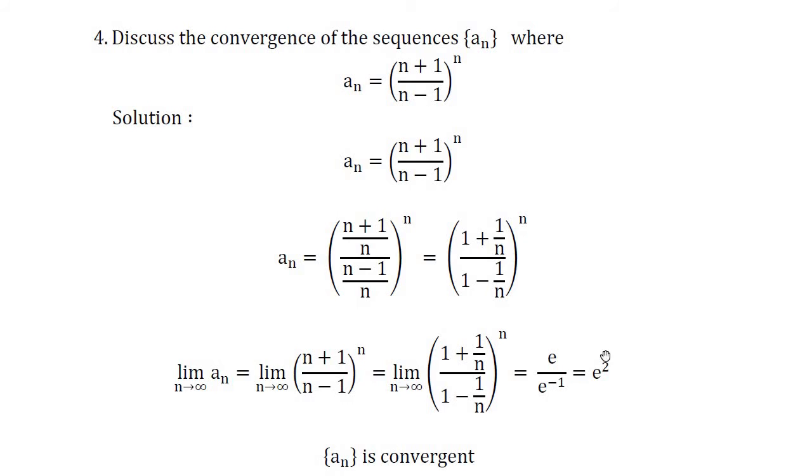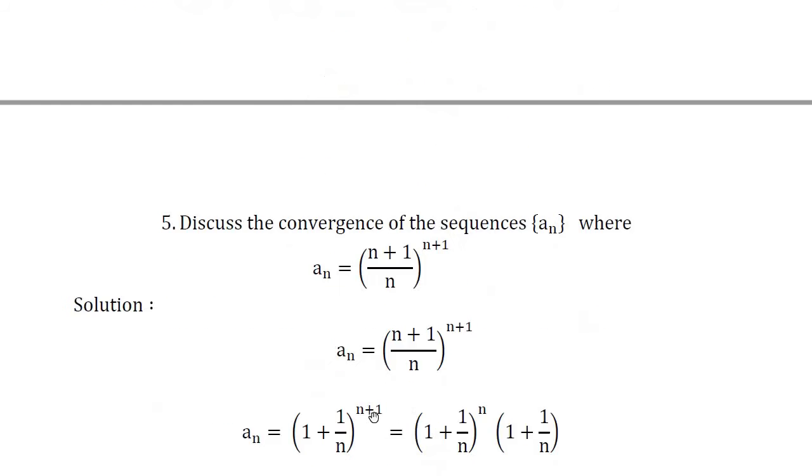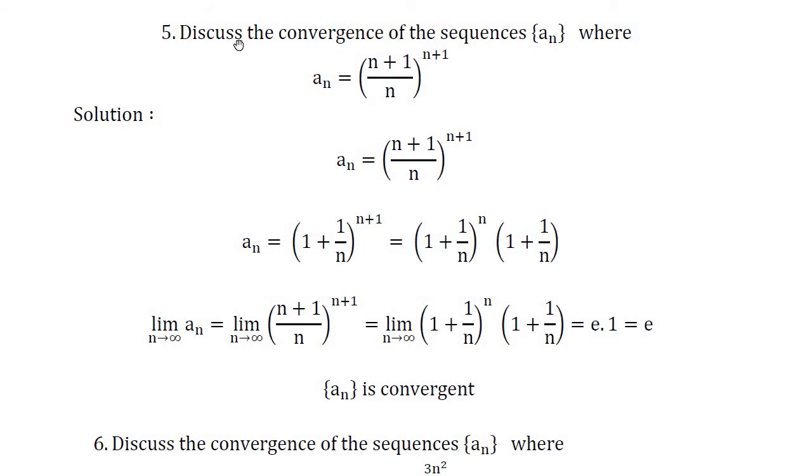If we simplify, we get e square. Hence the sequence an is convergent. Next one, discuss the convergence of the sequence an where an is equal to (n plus 1 divided by n) whole power n plus 1.